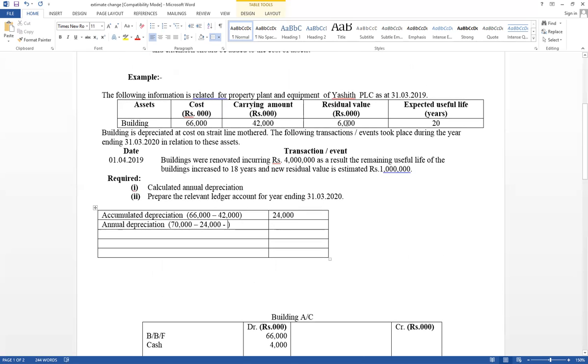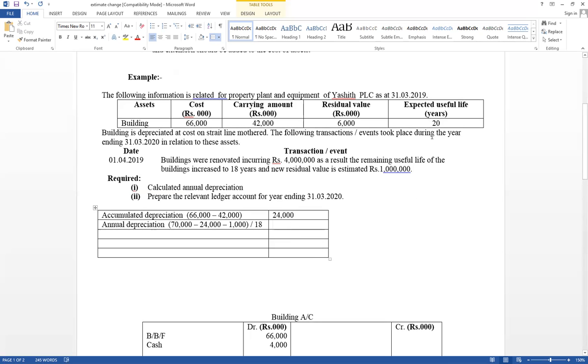Think about it, not 6 million now. As a result of renovation, the useful lifetime changes as well as the new residual value. Then divided by the remaining useful lifetime, which is also given, increased to 18 years. Sometimes it is given as remaining useful lifetime revised to 18 years. In this situation also 18 years. That is the remaining lifetime.